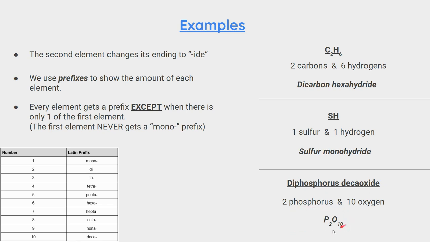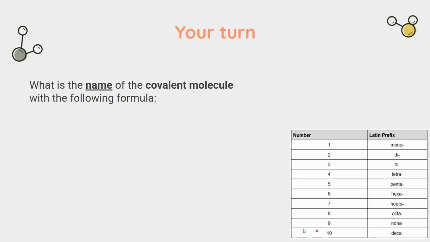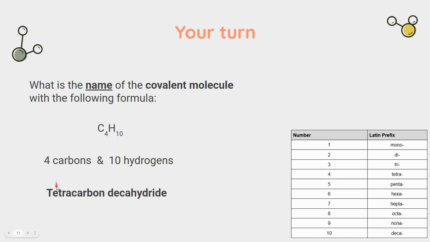P2O10, 2 phosphorus, 10 oxygen. Now it's your turn. What is the name of the covalent molecule with the following formula, C4H10? Go ahead and respond on the EdPuzzle. What you should have found is that we have 4 carbons and 10 hydrogens. Therefore, we are tetracarbon, tetra being 4, and decahydride, deca being 10, and we change that element to IDE.